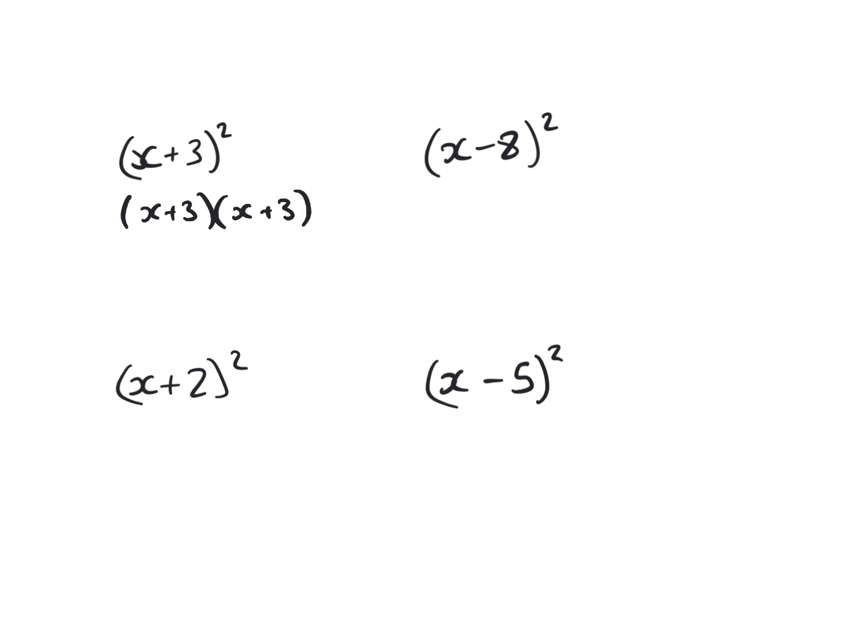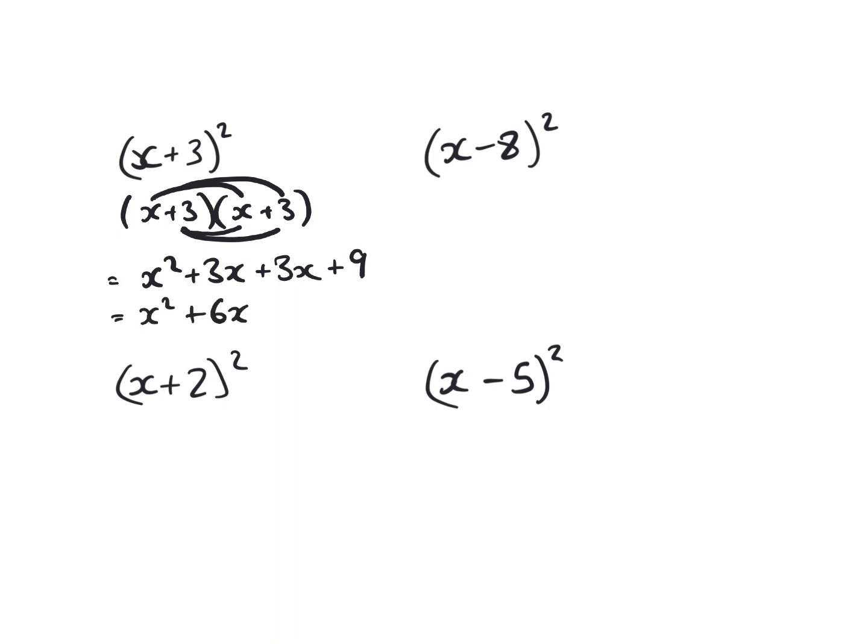When I multiply out that bracket, I get an x times x for x squared. I get an x times 3, positive 3x. And because the brackets are the same, I also get a positive 3 times x, which gives me another positive 3x. And then a 3 times 3, or 3 squared, which is plus 9. When I simplify that, I end up with x squared plus 6x plus 9.